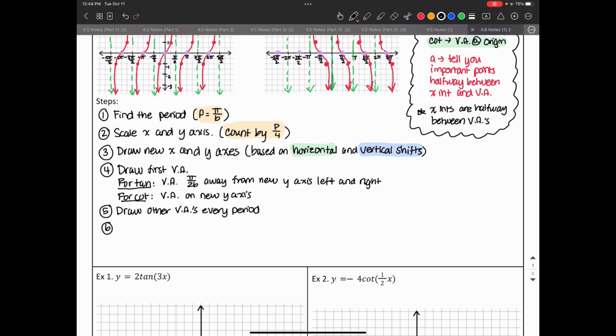Step 6 is to draw the important points. So you're going to draw the important points.